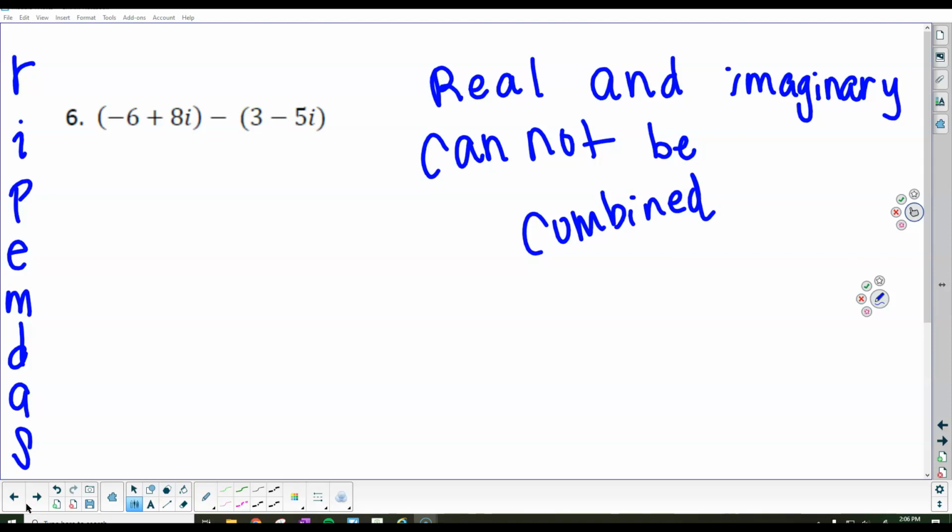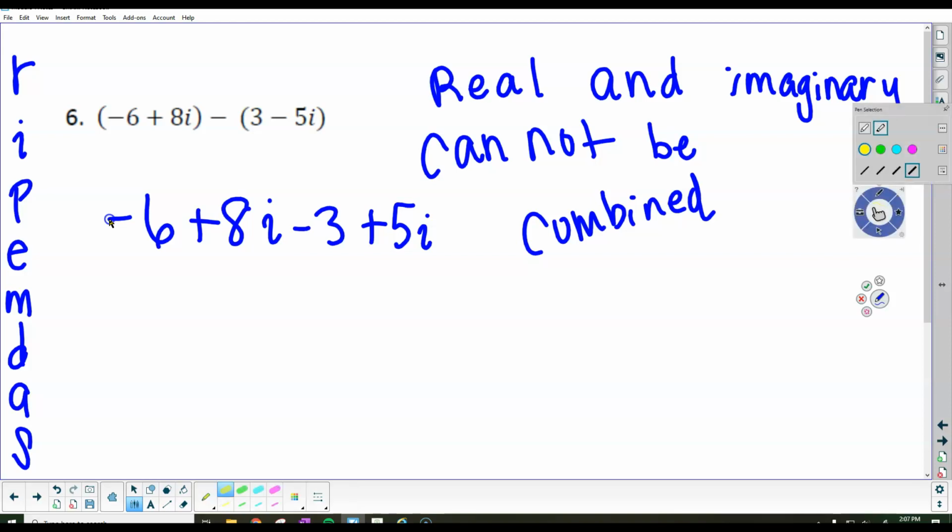So on the next line of my work, I'm going to distribute that negative to everything here. So it's going to be negative 6 plus 8i minus 3, then what? Plus 5i. Write that down. Thank you. And then y'all grab one of your highlighters. What we're going to do with one of those highlighters is highlight the real parts. So take one of those colors and highlight the real parts with me. And then take the other color and highlight your imaginary.